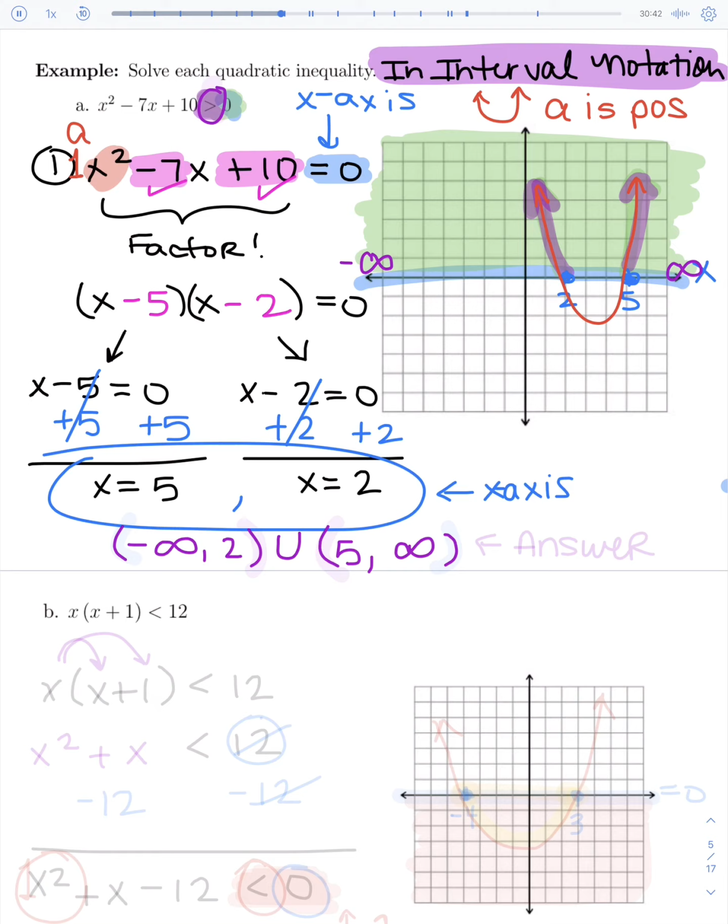So our final answer is this interval notation here that says negative infinity to 2, and both parentheses on both ends, and then 5 to infinity, parentheses on both ends. However, the parentheses on the 2 and the 5 are because of the fact that it's a greater than and not a greater than or equal to. The other end, the infinity and negative infinity, always have parentheses no matter what.